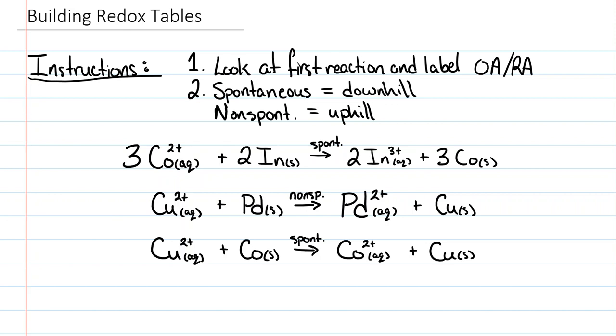In order to label the oxidizing agent or reducing agent, the only word you need to know is "GERoa". Leo the Lion says GERoa, and what that means is the oxidizing agent gains electrons and undergoes the process of reduction. So we're going to take a look at this first reaction here, and we're going to label the oxidizing agent.